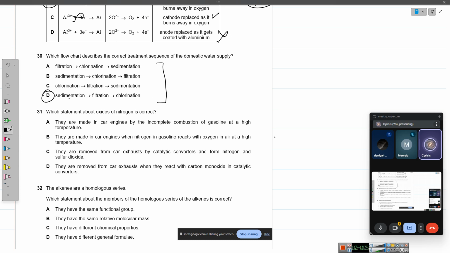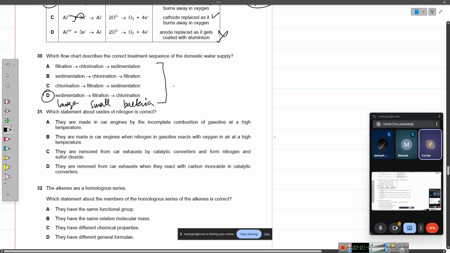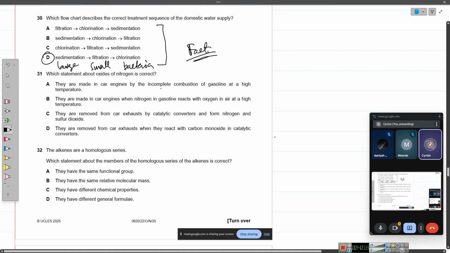So sedimentation, filtration, and this. This is for large particles, this is for small particles, and that's for bacteria, if you remember. Again, this is a fact one, just a memory question. There are about 30% memory questions in there.